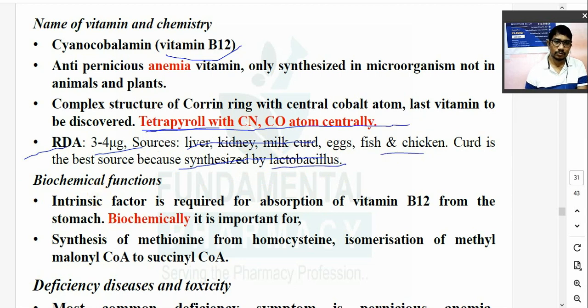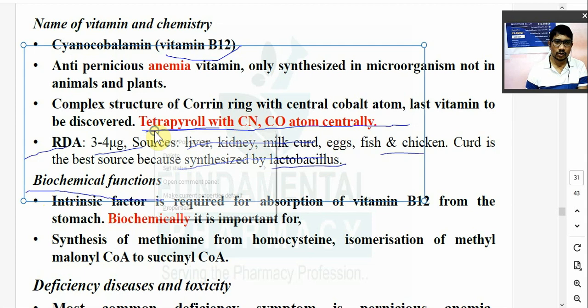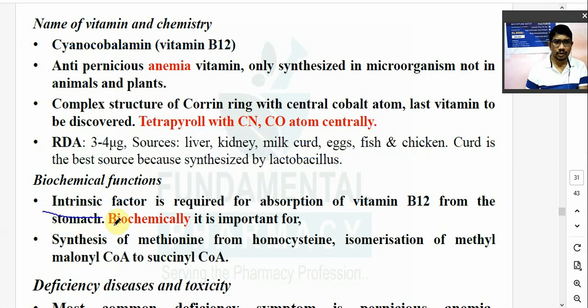What is the biochemical role, the biochemical function? One more question has come. There is one protein known as a glycoprotein, GP1, known as intrinsic factor. This factor is present in the stomach. So this intrinsic factor is present in the stomach, which is a glycoprotein known as GP1 protein, which is required for the absorption of vitamin B12. A question has come on this. And what is this intrinsic factor? GP1. A question has come on this too. I think you have already seen this in the general formulation. So intrinsic factor is required for the absorption of vitamin B12 in the stomach.